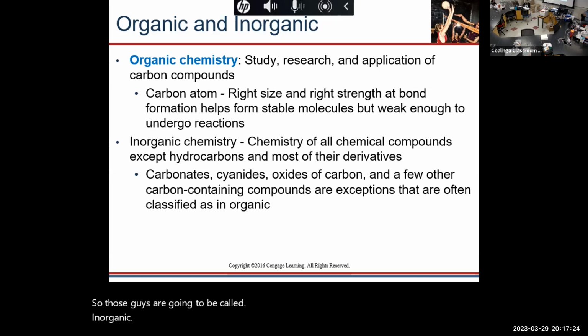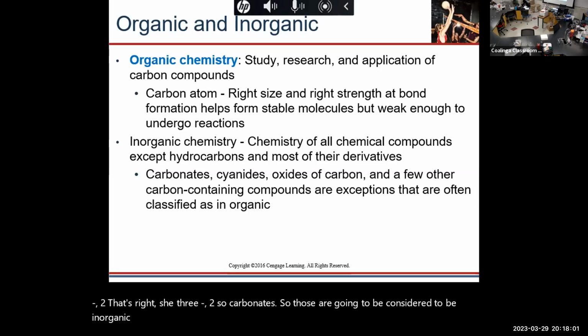So if you have the carbonate ion, which is CO what? Carbonate. Anyone? Not CO2, that's carbon dioxide, and that's considered to be, quote, inorganic. Carbonate is CO3 2-. So carbonates are going to be considered inorganic.